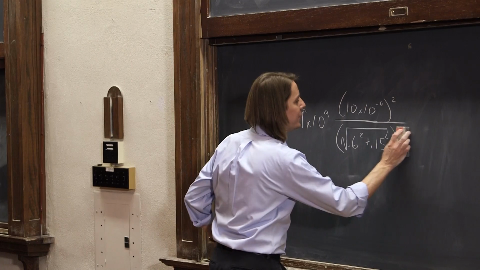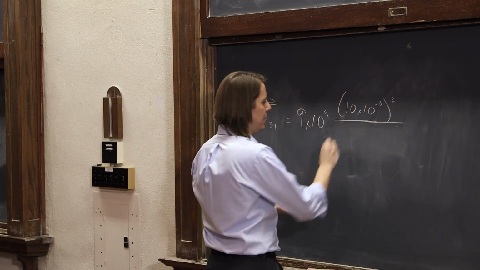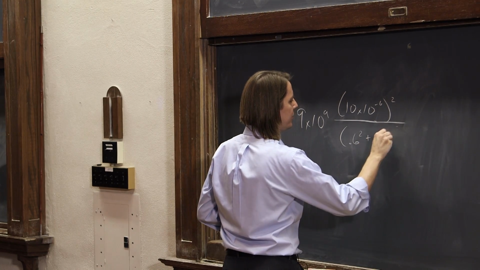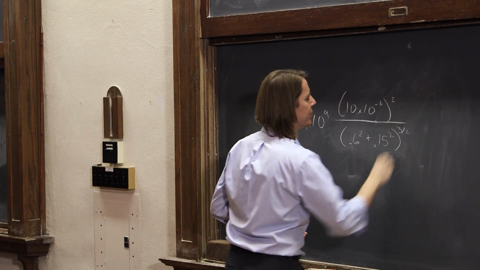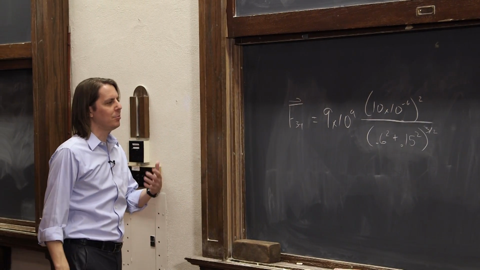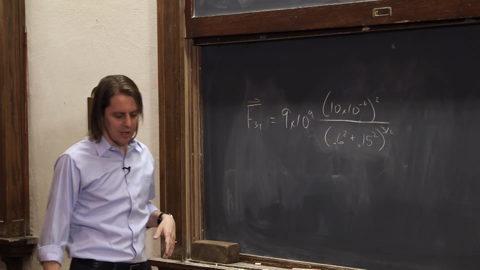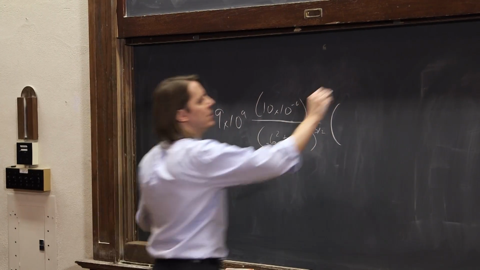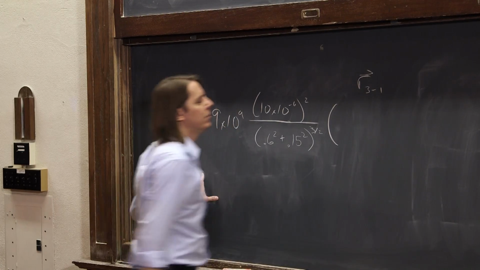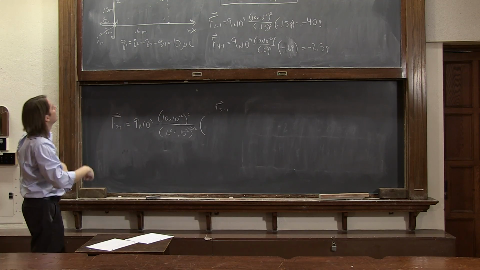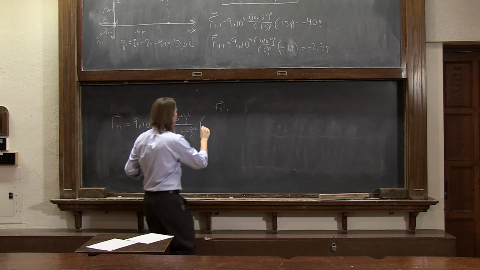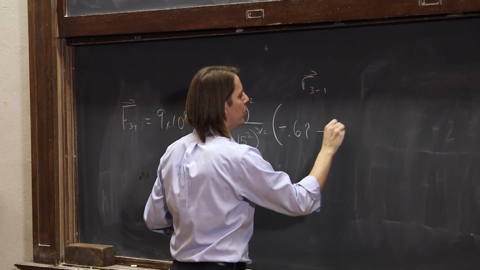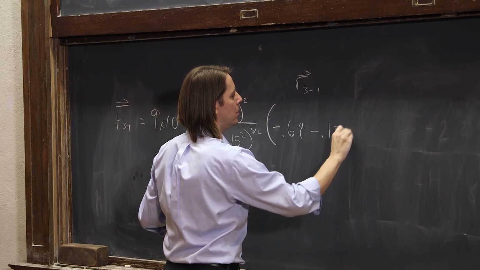Okay, so now to write this correctly, it's 0.6 squared plus 0.15 squared, and it's to the 3 halves. Right? It's a square root of that to the 1/2, but it's also cubed, so it's to the 3. So you multiply those, it's to the 3 halves in the bottom. And now, we don't write the unit vector, we just literally write r 3,1 as a vector. Well, we look at our diagram, and you remember it was minus 0.6 I hat and minus 0.15 j hat.